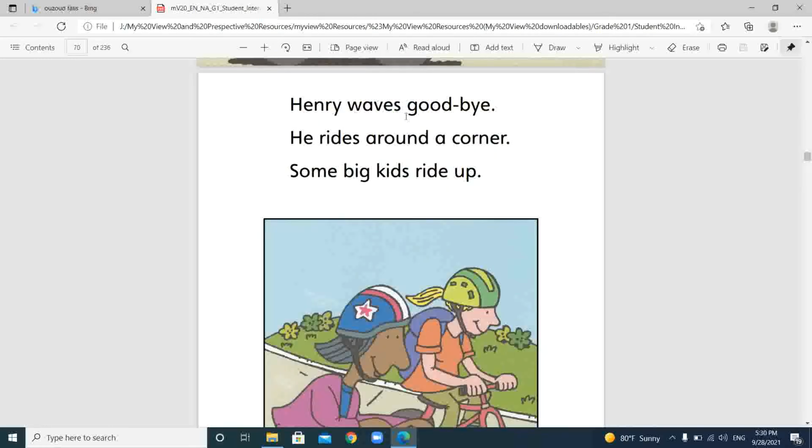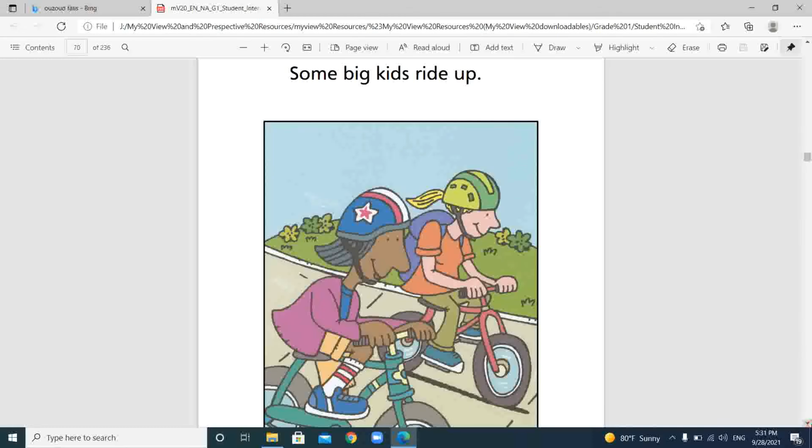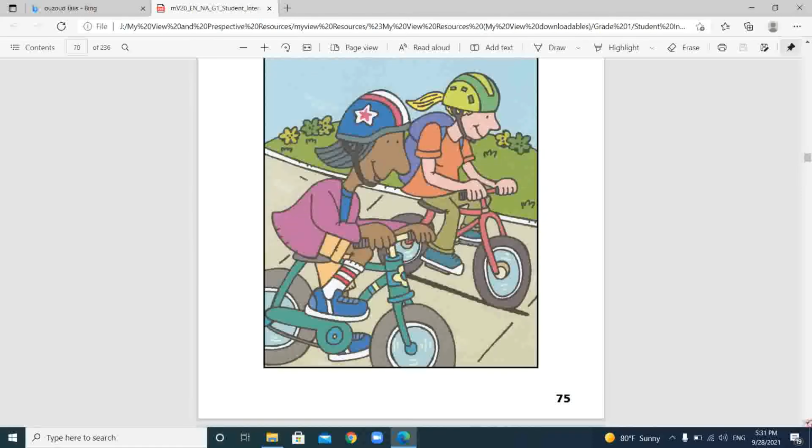Okay? Henry waves goodbye. He rides around a corner. Some big kids ride up. So Henry says goodbye and he continues to ride his bike. Okay? When he goes around the corner, he sees something. He sees some bigger kids riding their bikes too. See? These are other kids that are bigger than Henry, also riding their bikes on the block.